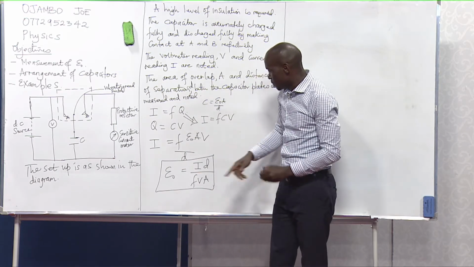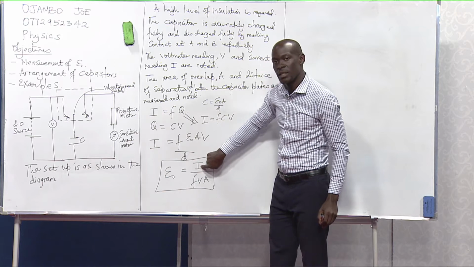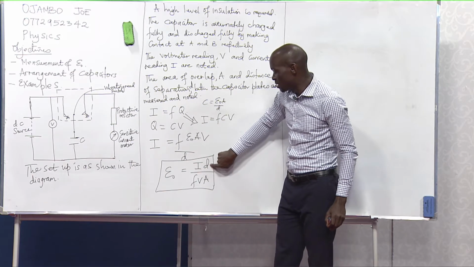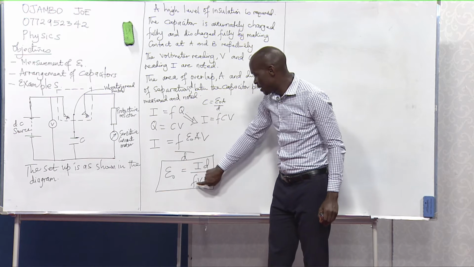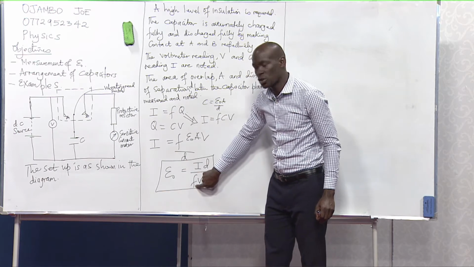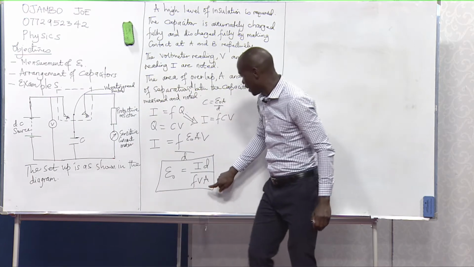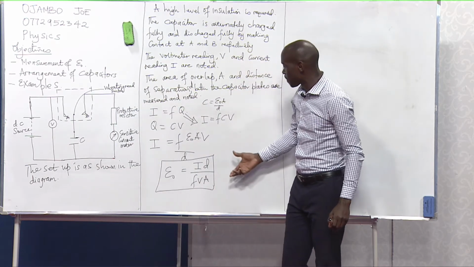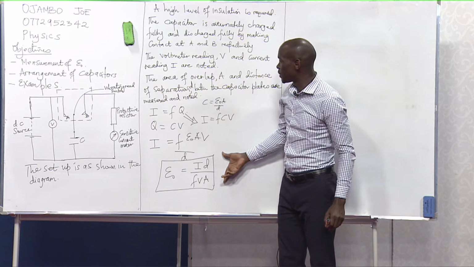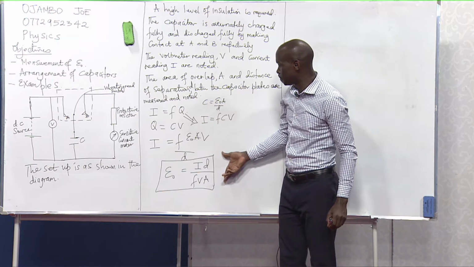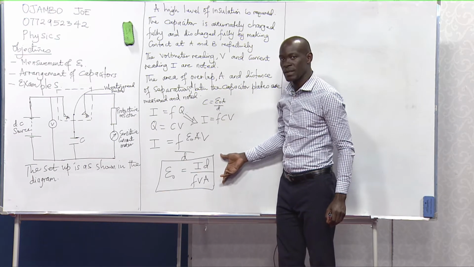Remember, the current we determined, isn't it so? The distance of separation we have. The frequency is also known. The PD is determined. Remember, we have a voltmeter, and the area of overlap. Therefore, this is how we shall be able to get our permittivity of free space.